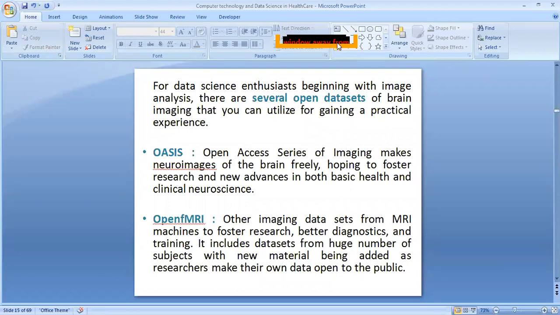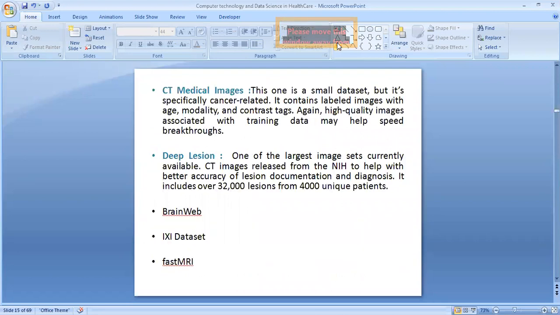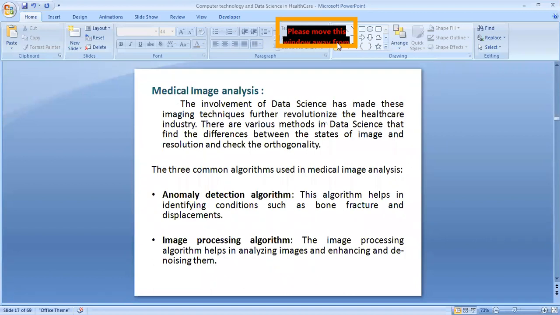For example, OASIS gives you a data set of neuroimages or brain images. OpenfMRI, again brain images. Then CT medical images are available. DeepLesion contains innumerable images acquired from different patient conditions. There are so many variabilities. So whichever you find suitable for your research, you can go into that. We have the IXI dataset, fastMRI, etc. Then once we have acquired data using any kind of medical imaging modality that suited our application, the next step is definitely analysis.